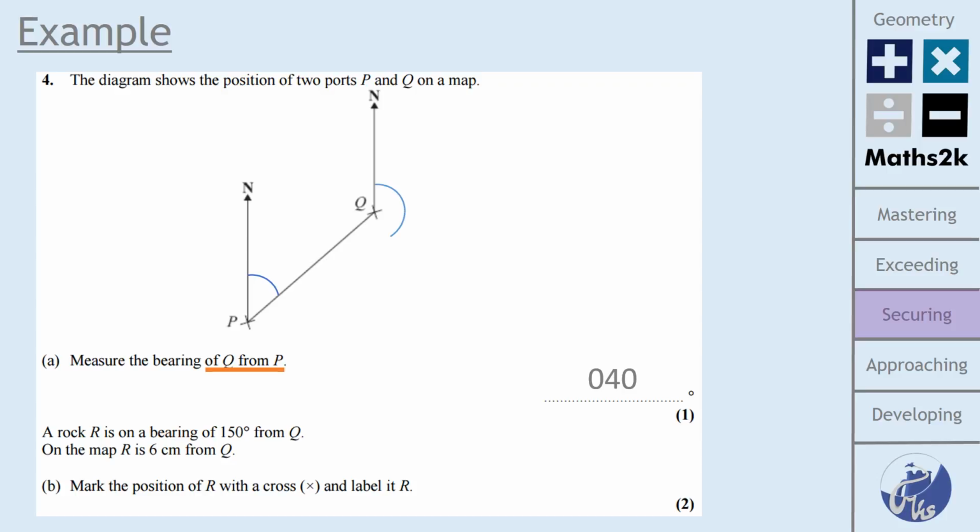I'd measure an angle of 150 degrees, again going clockwise from north. That's in my diagram, it's just roughly drawn. And then I'd measure out a line which is going to be 6 centimeters long from that point. Now again, it does say in the question, mark the position of R with a cross and label it R.